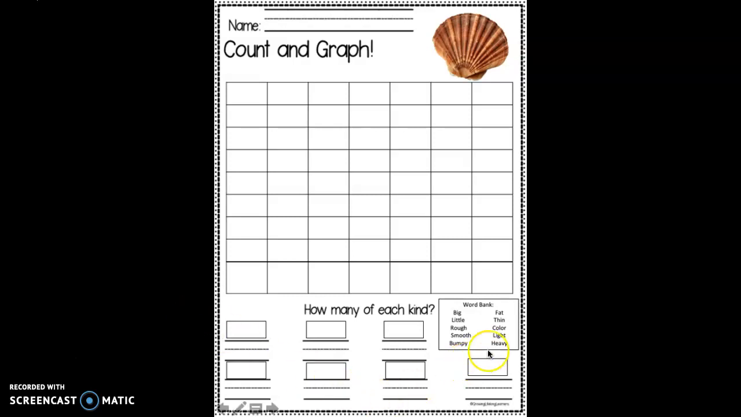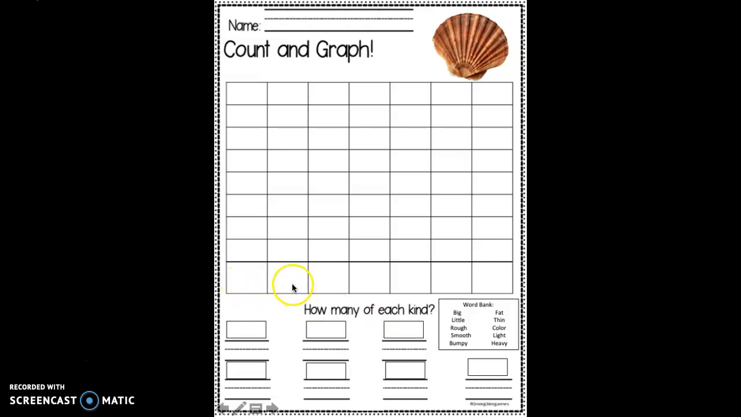Down here is a word bank of a few options. You can sort them by big, little, rough, smooth, bumpy, fat, thin. You could sort them by their color, if they're light or heavy.